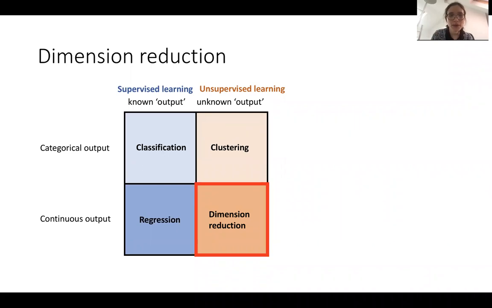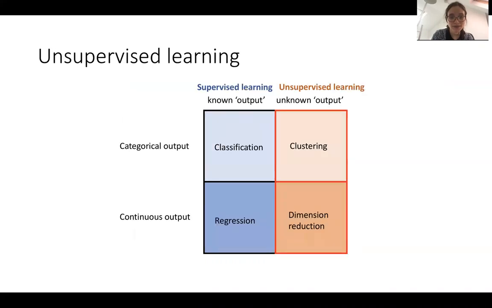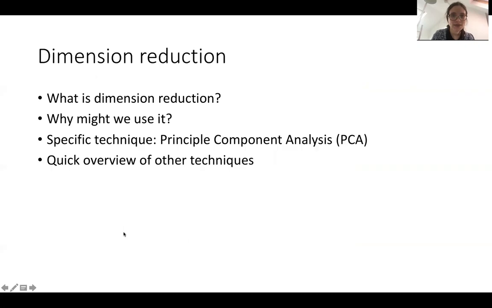Today, we're going to talk about dimension reduction. This will be the first unsupervised learning task that we'll discuss. Dimension reduction is unsupervised learning, so the output is unknown. Also, the output is continuous.